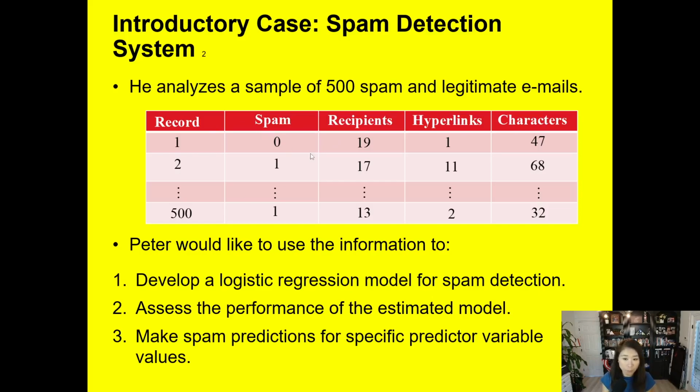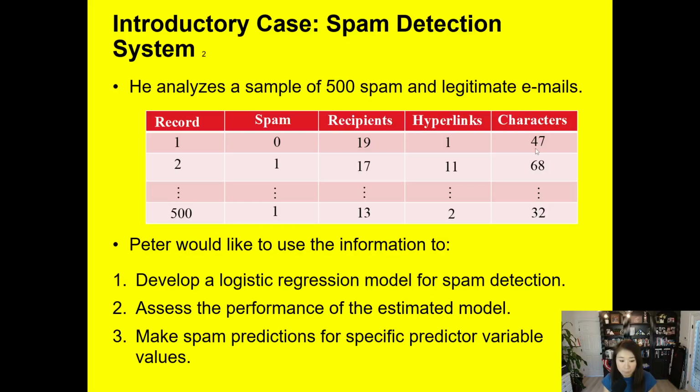Now as you look at all 4 columns, which one is going to be my dependent variable? You will notice the dependent variable is the column called spam. That is an indicator. If it's 1, it's a spam. If it's 0, it is not spam. They are thinking maybe the number of recipients, whether they have hyperlinks, and how many characters they have, will be predictors to help you predict whether the email is a spam or not. So basically, the dependent variable is the spam column. Independent variables include recipient, hyperlink, characters.